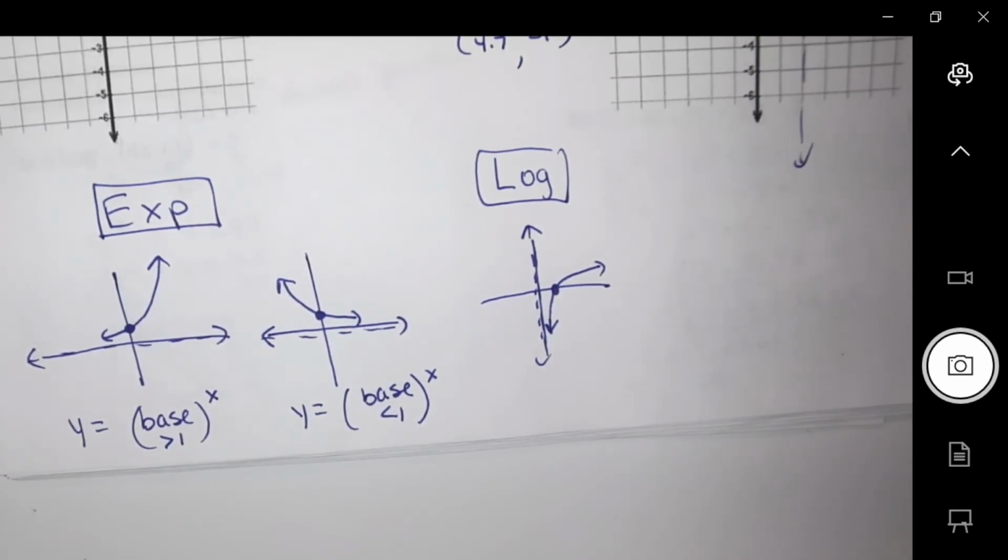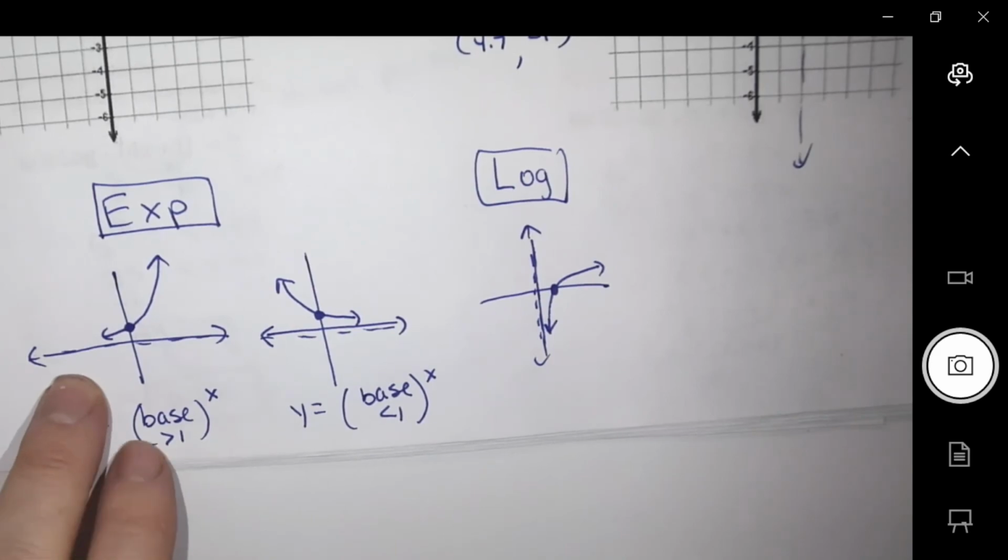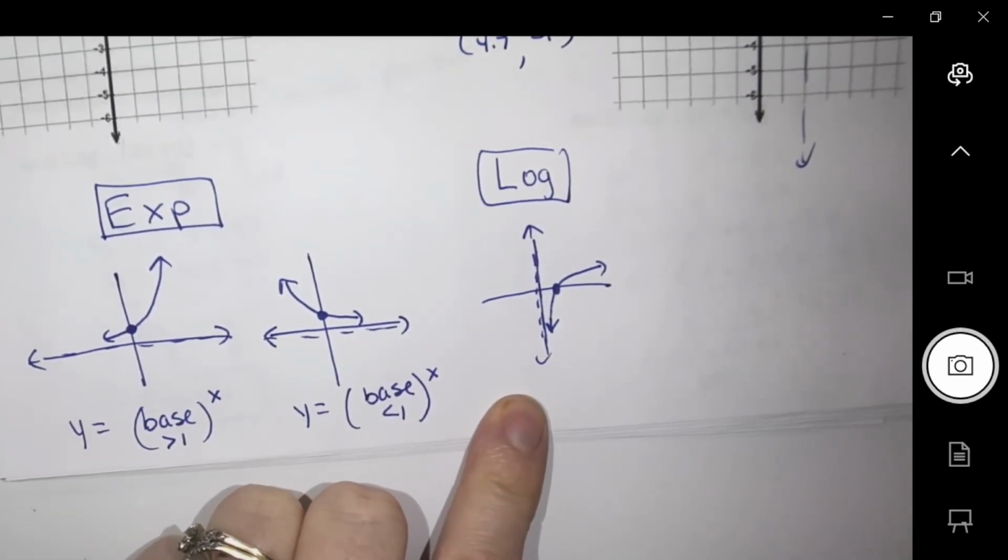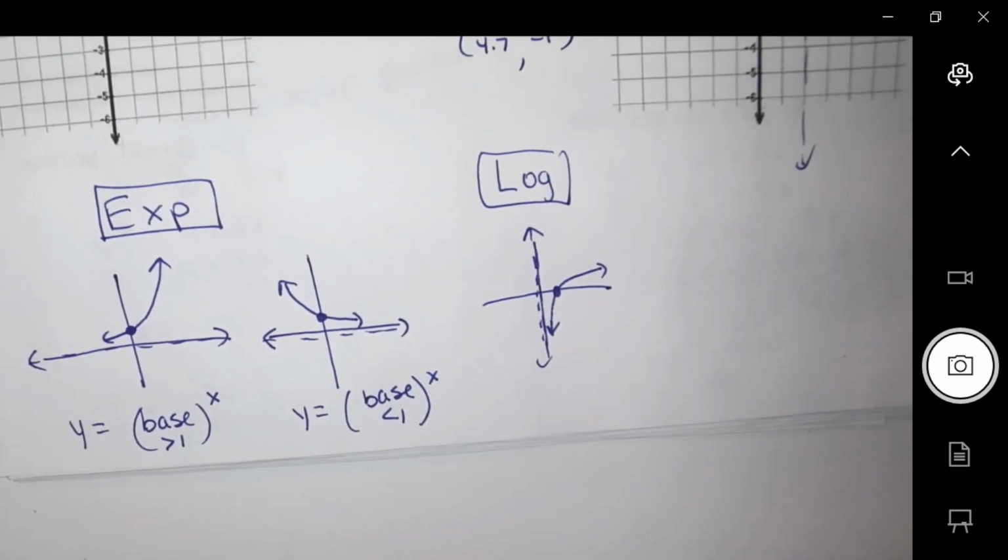So those are your 3 big ideas with graphing, okay? Also know the asymptotes. Obviously here, the asymptote is y equals 0. Here it is x equals 0. Obviously know the basics of your domain and your range. Big snapshot idea, that's what you know.